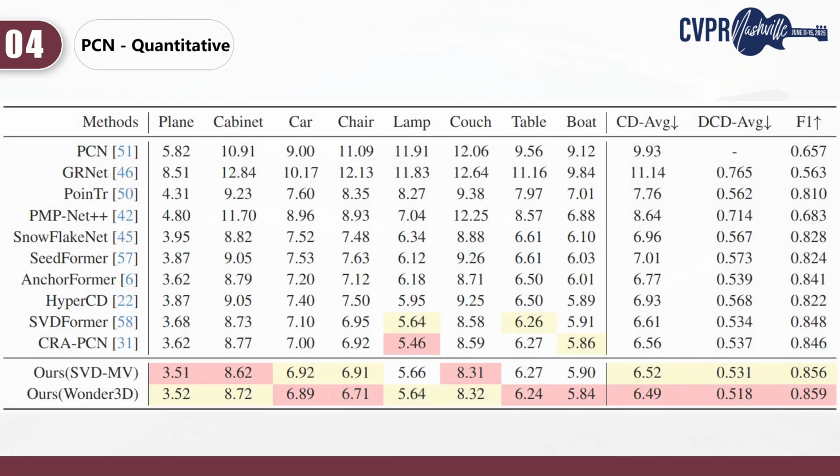The quantitative results on the PCN dataset demonstrate that our method outperforms all previous approaches across nearly all categories, while achieving the best average performance. An exception is the lamp, where CRAPCN achieves slightly better performance. The inconsistency in the multi-view image generation module, especially when the lamp's support structure has a folding line or curved shape, leads to lower accuracy in our method.